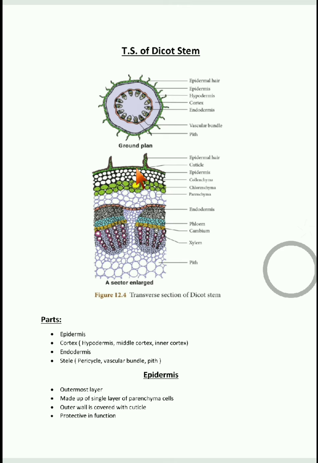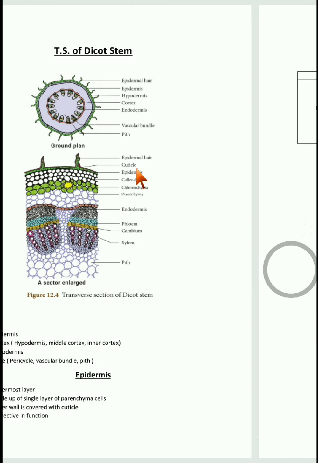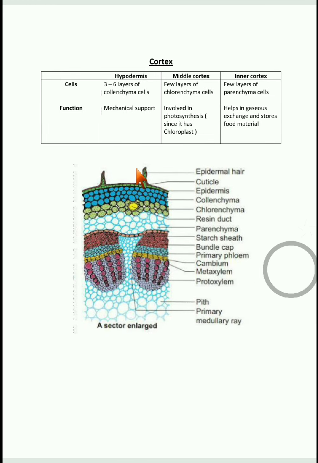Now you remember a root and a stem. We have seen that cuticle is absent in root and it is present in stem. So here in dicot stem we can see a coating of cuticle, and it is protective in function also. Next we will move on with the next layer, that is the cortex.